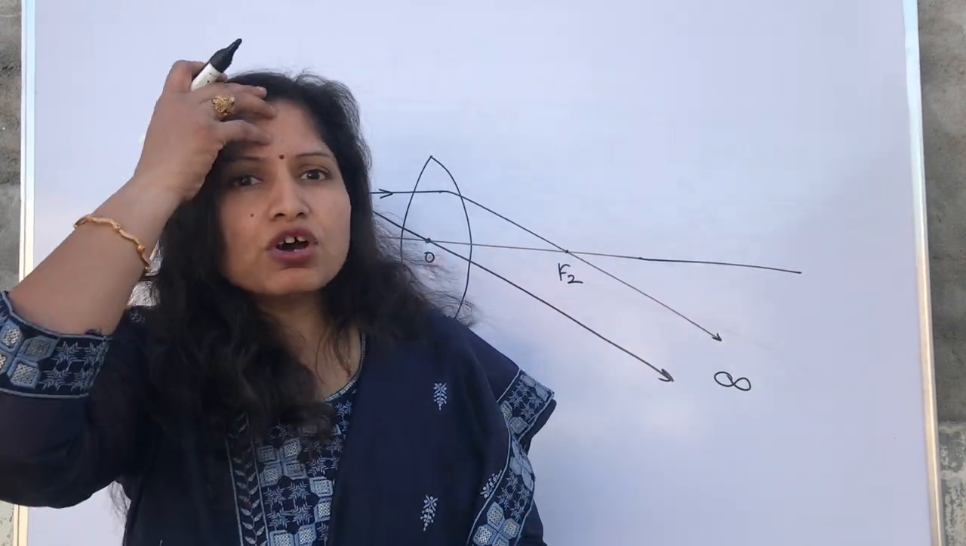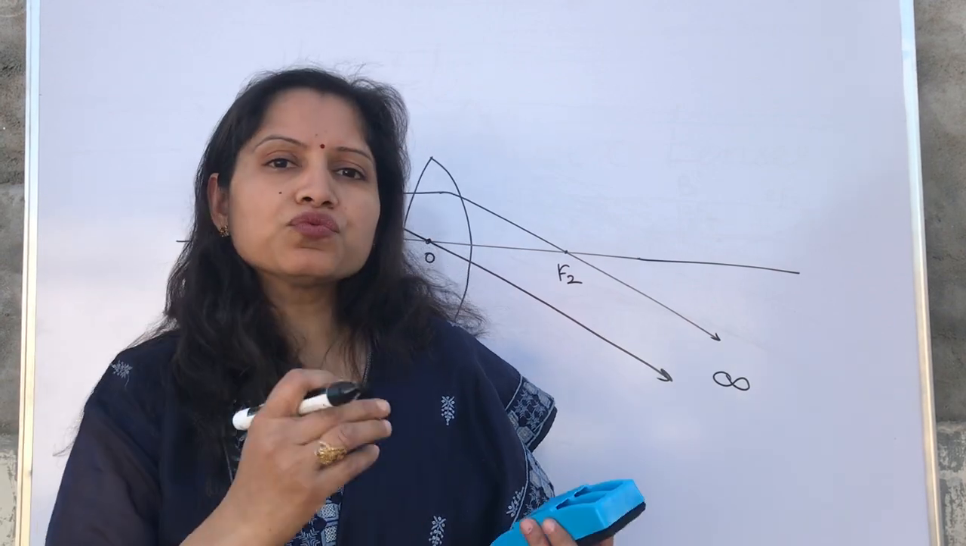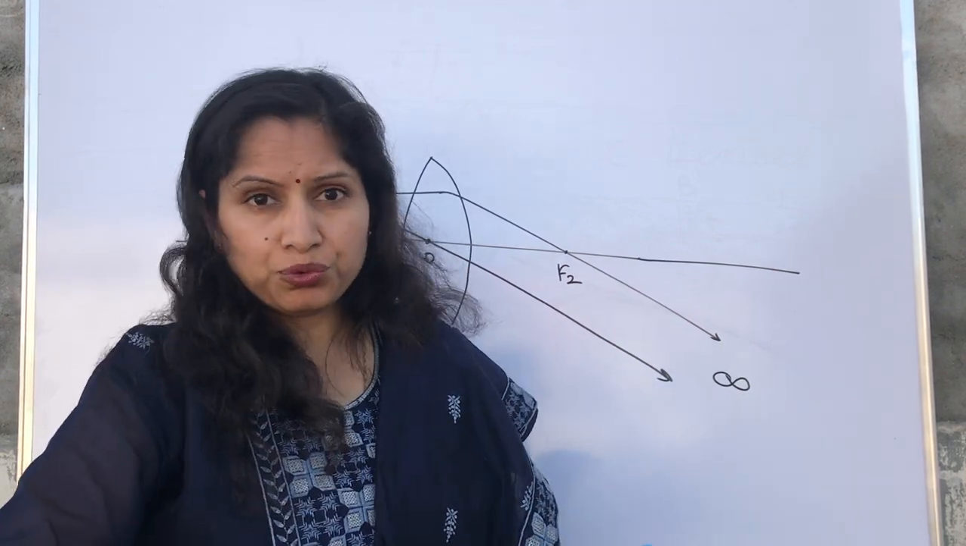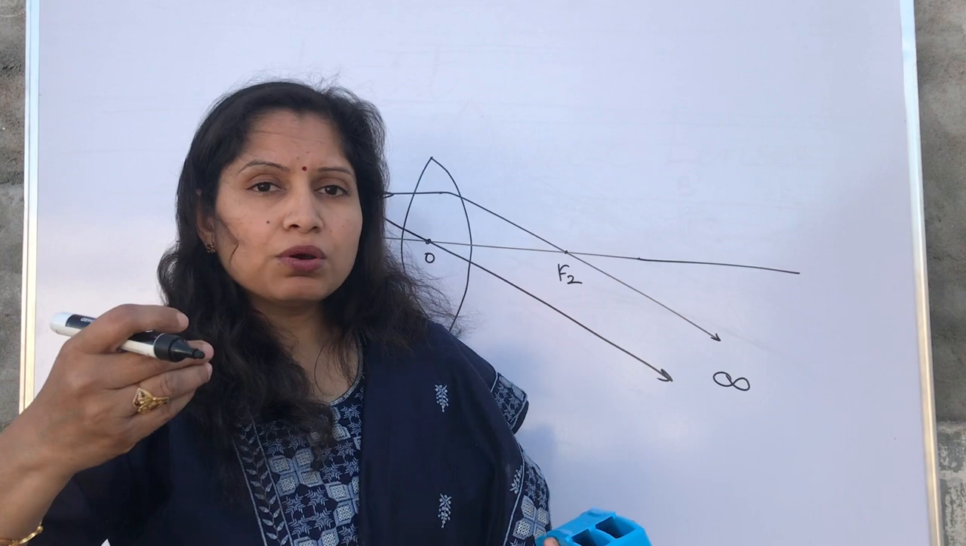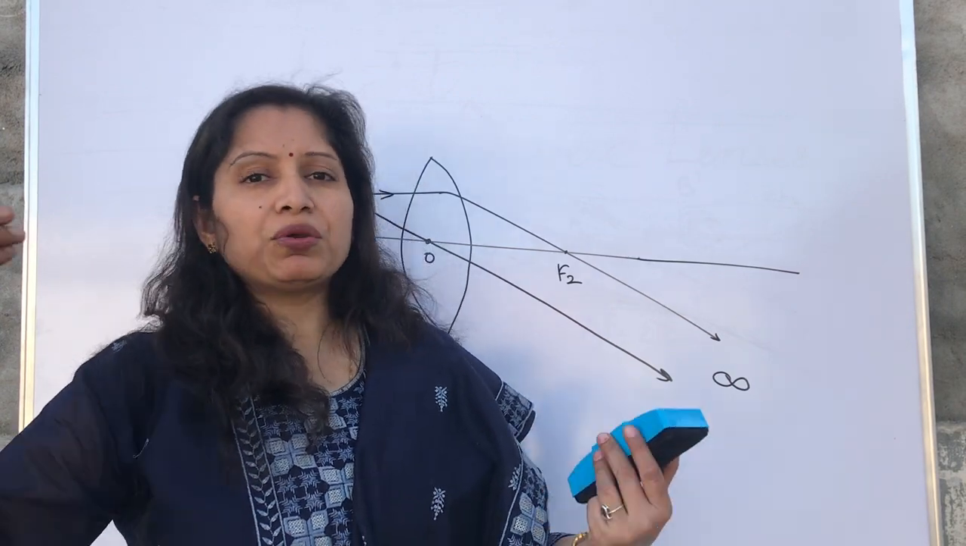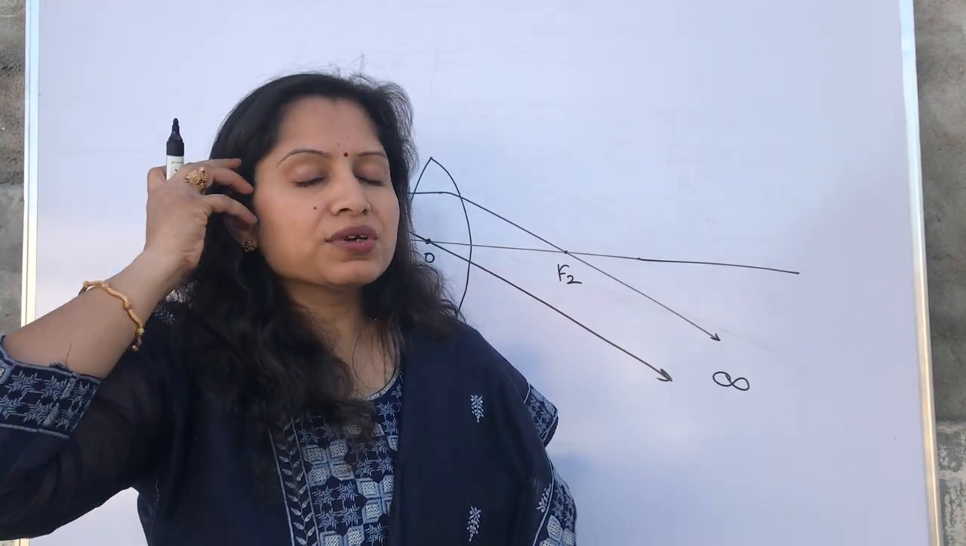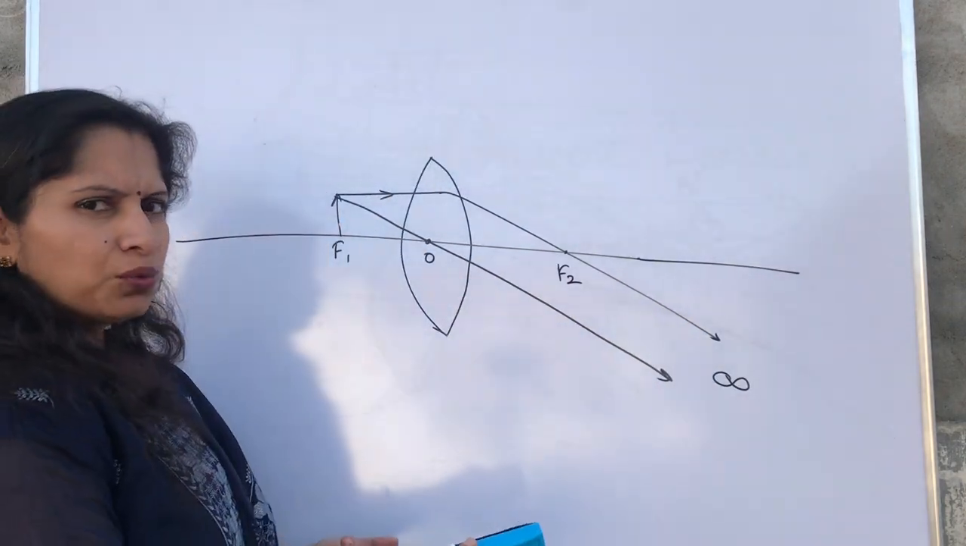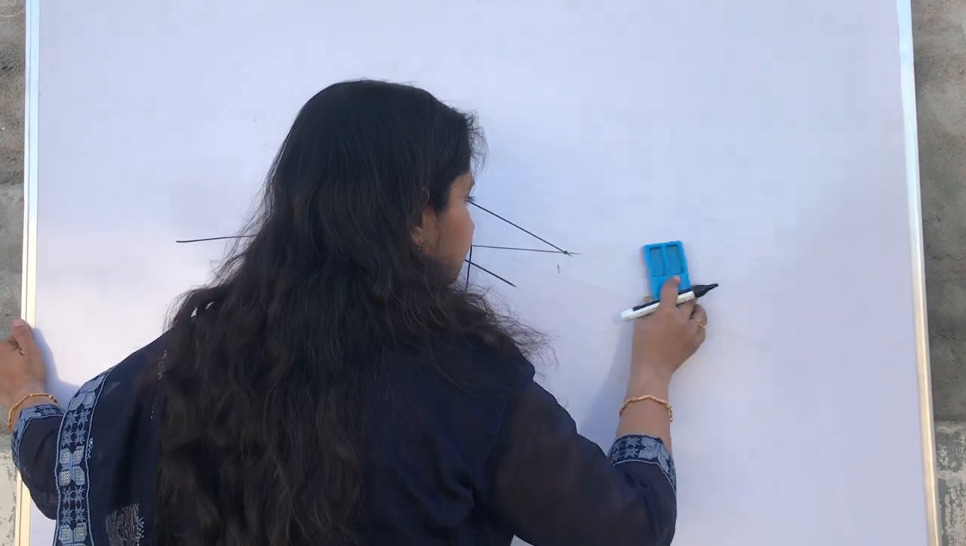Similarly, when we place the object between F1 and 2F1, the image was formed beyond 2F2. And when we place the object beyond 2F1, the image was formed between F2 and 2F2. So it's all the reverse of each other. Okay, if you memorize one thing, the other one will automatically be there in your mind.